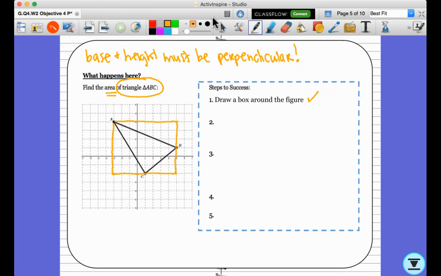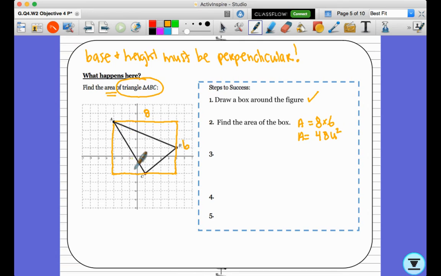Fantastic. So I'm done with step 1. Step 2, I'm going to find the area of that box. So 1, 2, 3, 4, 5, 6, 7, 8. That's a length of 8. This is a length of 1, 2, 3, 4, 5, 6. So I'm going to find the area by doing 8 times 6. So the area of my box is 48 units cubed. Oh, no, not units cubed, units squared. Caught myself there, it's area.